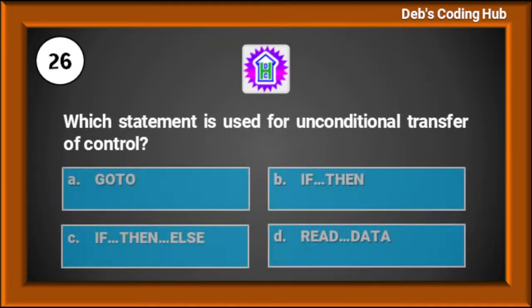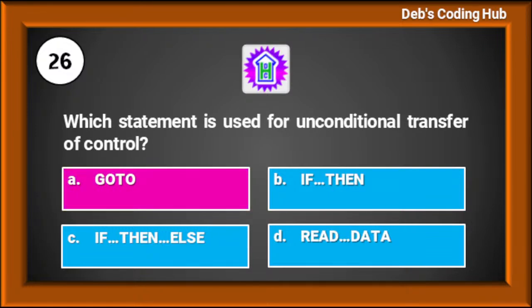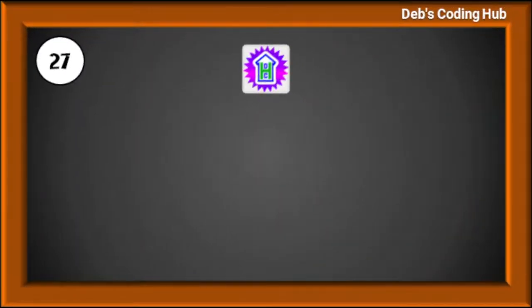Which statement is used for unconditional transfer of control? So there is a statement called go to, which is option number 1, using which you can jump from one section of the program to another unconditionally. There is no need for a condition. You can just write go to and then a label. Okay, then you can jump to that particular label. So the answer is go to. The next question is question number 27.